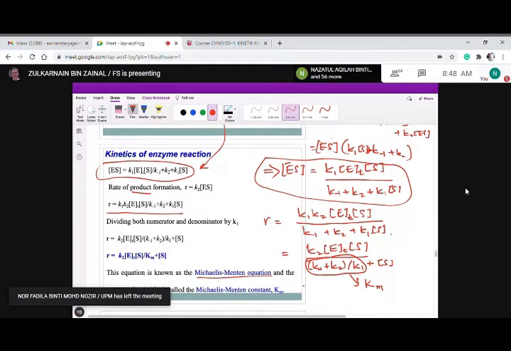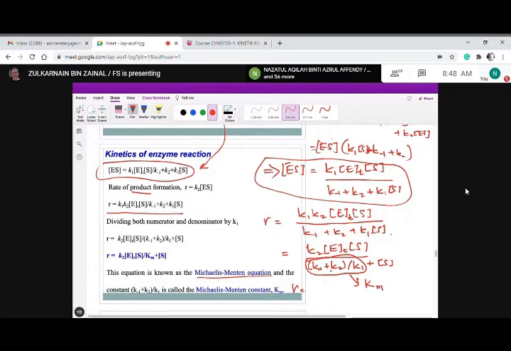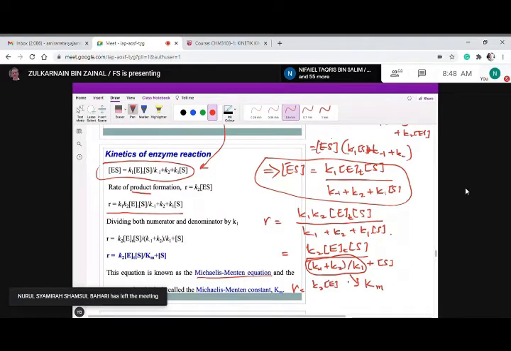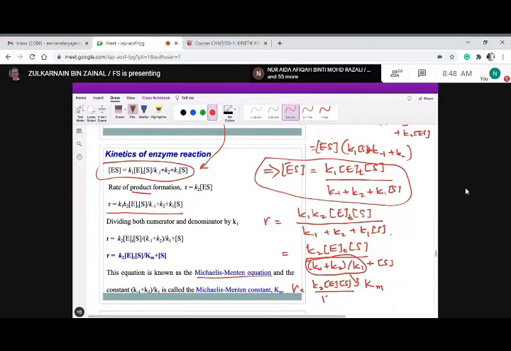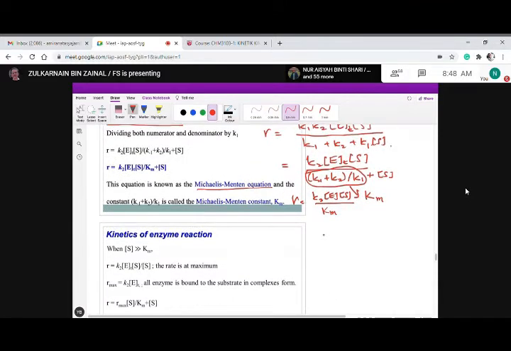So what is the Michaelis-Menten equation? It is rate equal to K2 ET S over Km plus S. This is the Michaelis-Menten equation, where Km is the Michaelis-Menten constant, big Km.